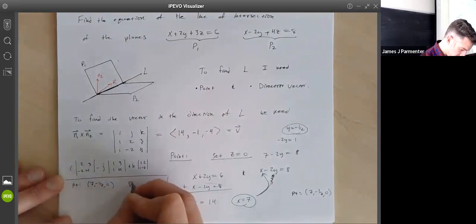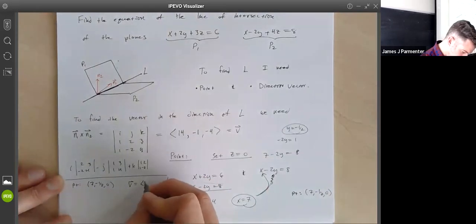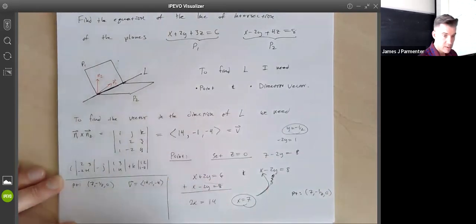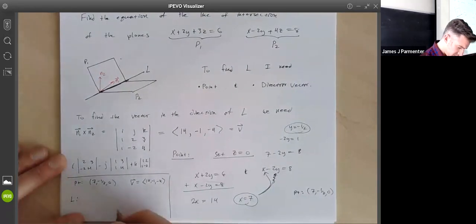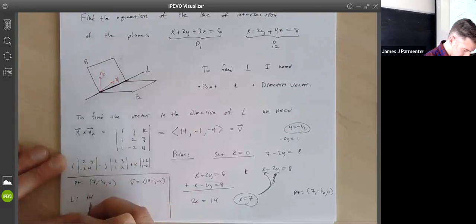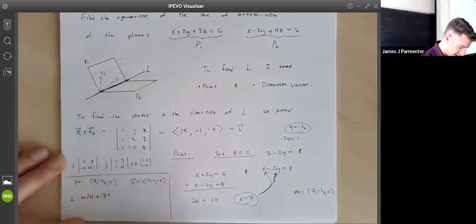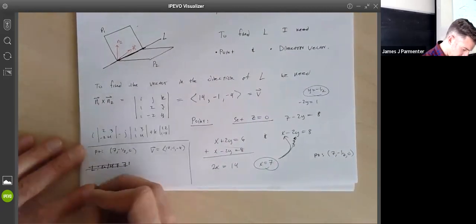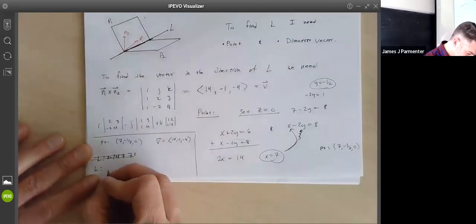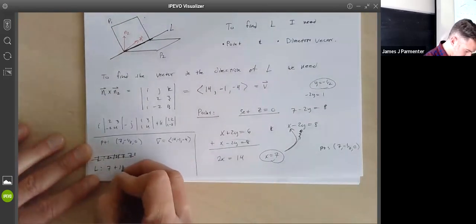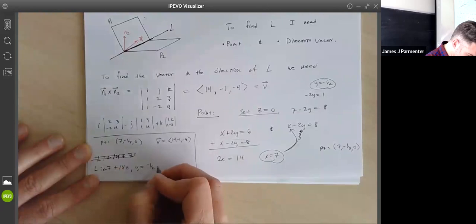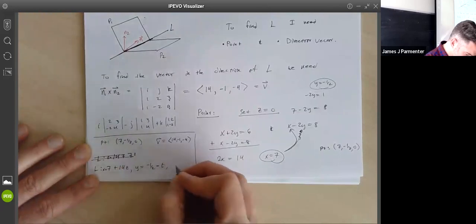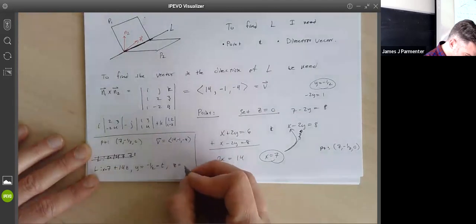Our vector is 14, -1, -4. So the equation of our line, one second, I'll definitely answer that. The equation of our line is, oops, I got it backwards, sorry. The equation of our line is x equals 7 plus 14t, y equals -1/2 minus 1 times t, and z equals 0 minus 4 times t.